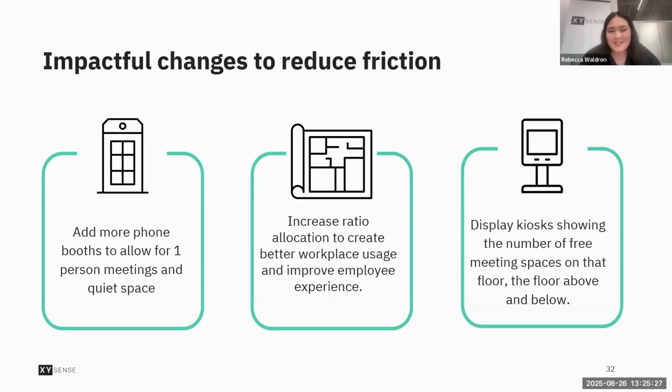Finally, in that third instance, we also had a customer who leveraged that live data capability to provide live kiosk displays to show the number of meeting spaces available on each floor and the ones above and below that floor, which then allowed employees to be a bit more empowered in terms of making those informed decisions and also reduce that friction point of available meeting rooms. So these are just some of those instances where small data-informed shifts can have a significant impact in alleviating some of those tension points we spoke about earlier.